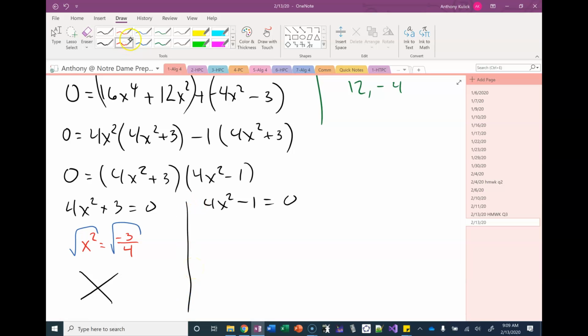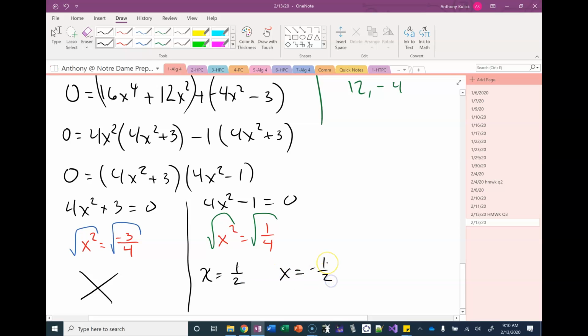Okay. Similarly, I'm going to add 1 to both sides and divide by 4. And then I square root both sides. As had been mentioned, I'm going to get a plus or minus. So I'll have the square root of 1/4, which is 1/2, and the negative 1/2. Is everybody okay with why the square root of 1/4 is 1/2? The square root of the top is 1 and the square root of the bottom is 2, right? Everybody happy there? Then I just need to check these.